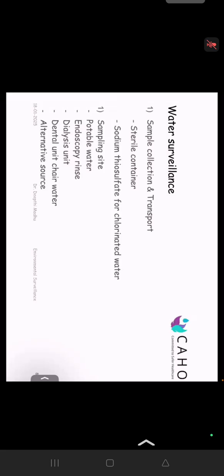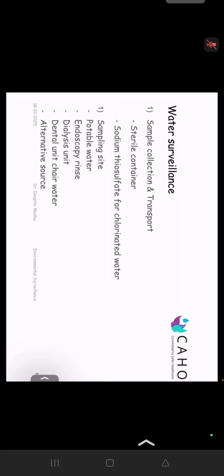Dental unit chair water, this is something that most people miss. This is water that is used for rinsing the mouth during dental procedures. There will be a lot of abrasions in the mouth, and if it is contaminated water, it is going to directly enter the bloodstream. And for your alternative sources, these should be tested at least once in 6 months. Where the dialysis unit is concerned, it should be tested every month. So I hope that is clear.